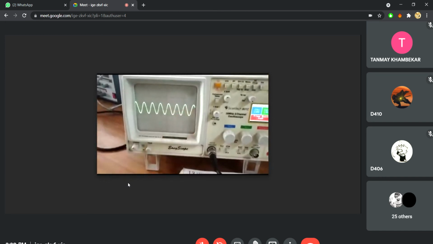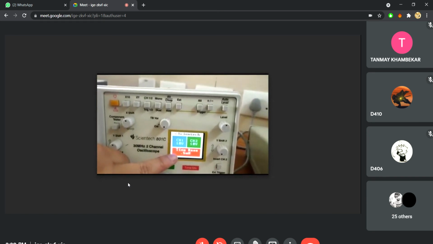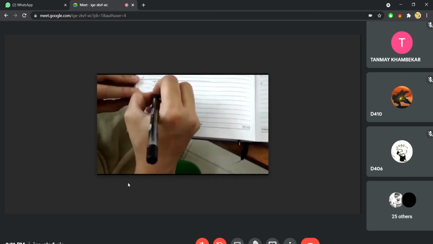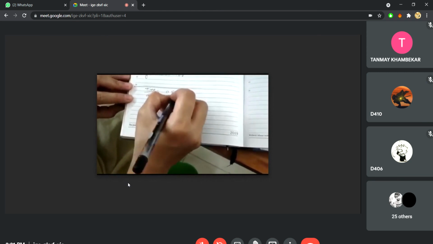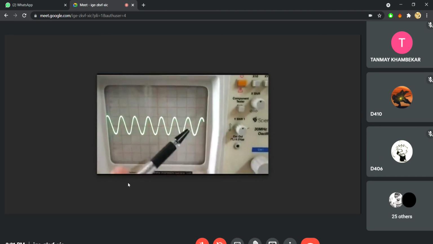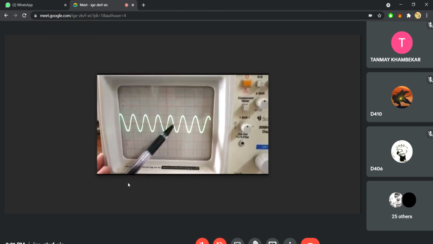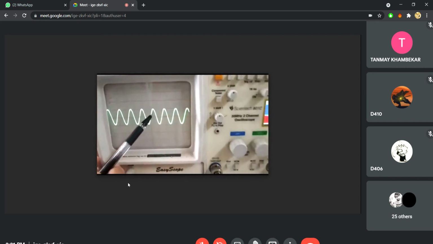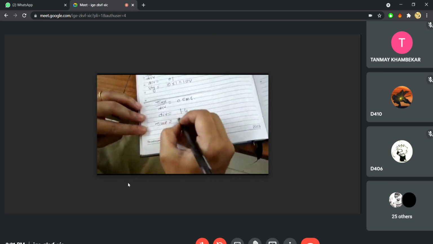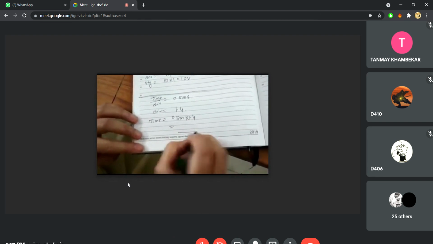Now we will see how to calculate frequency. While calculating frequency, just see this time base, how much has it given me? 0.5 milliseconds, so time per division is 0.5 milliseconds. Now we will see how many divisions there are on the x-axis for time. For one complete cycle we count 0.2, 0.4, 0.6, 0.8, 1, 1.2, 1.4. So for one complete cycle it is 1.4 divisions. We will get the time as 0.5 milli into 1.4, and we will calculate how much this is.